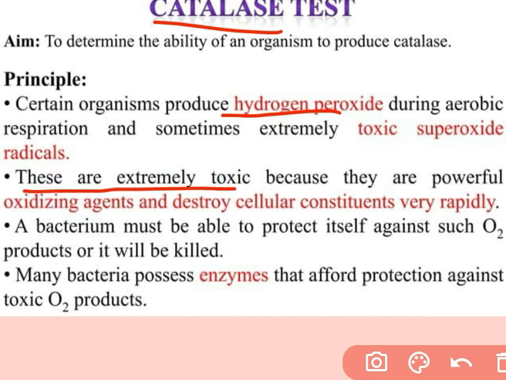These are extremely toxic because they are powerful oxidizing agents and destroy cellular constituents very rapidly. A bacterium must be able to protect itself against such O2 products or it will be killed. Many bacteria possess an enzyme that affords protection against toxic O2 products.